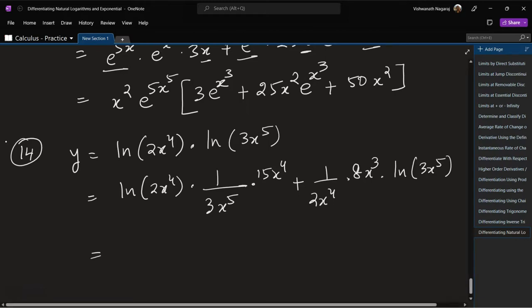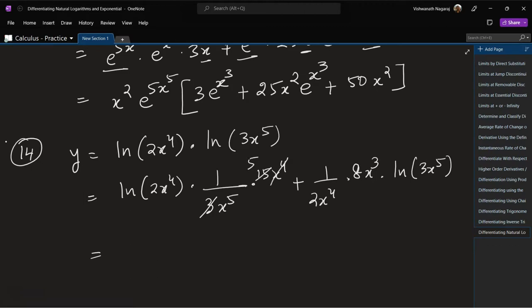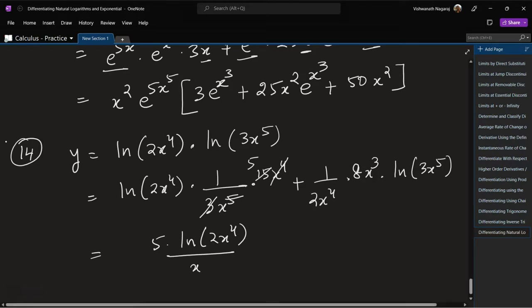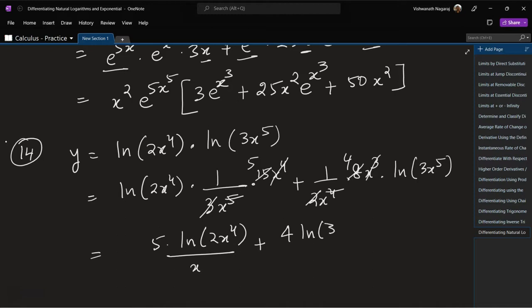Okay. Now let's simplify this. 3 5 15, x to the 4 goes off. So we have 5 times natural log of 2x to the 4 by x plus 2 4's 8, x cube and x cube goes off. So we have 4 natural log of 3x to the power of 5 divided by, and we can combine these in.